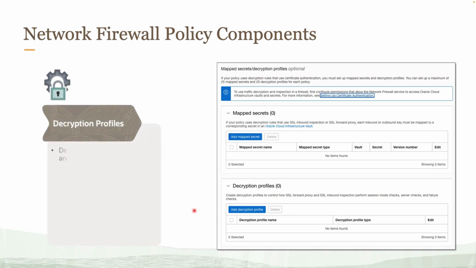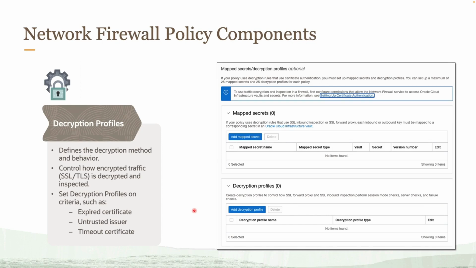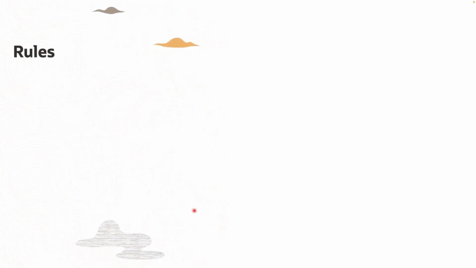Decryption profiles, on the other hand, are like the managers that control how SSL forward proxy and SSL inbound inspection do their job. They decide how to monitor sessions, servers, and what to do if something goes wrong. For example, to prevent a man in the middle or replay attack, it will terminate the session if an expired certificate is encountered or the certificate issuer is untrusted. It will also block traffic if there is a timeout during the SSL handshake, as well as if an unsupported cipher version is detected.